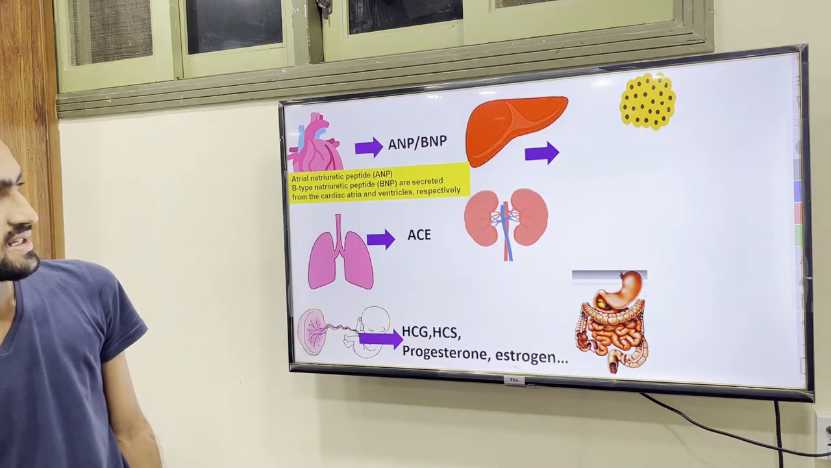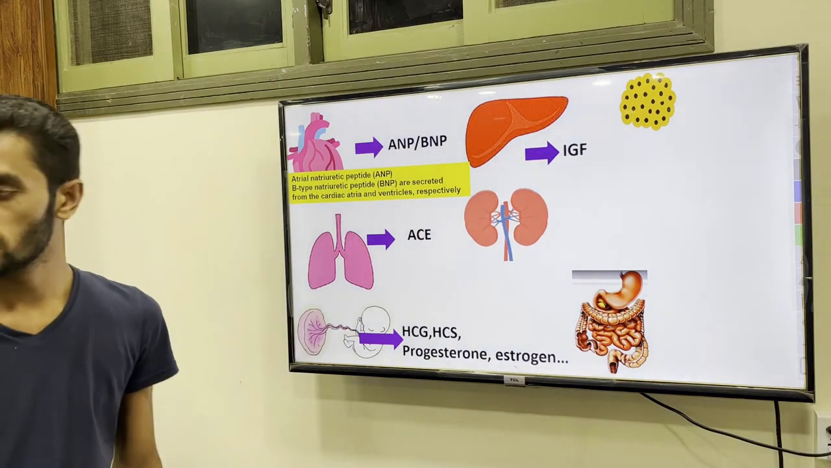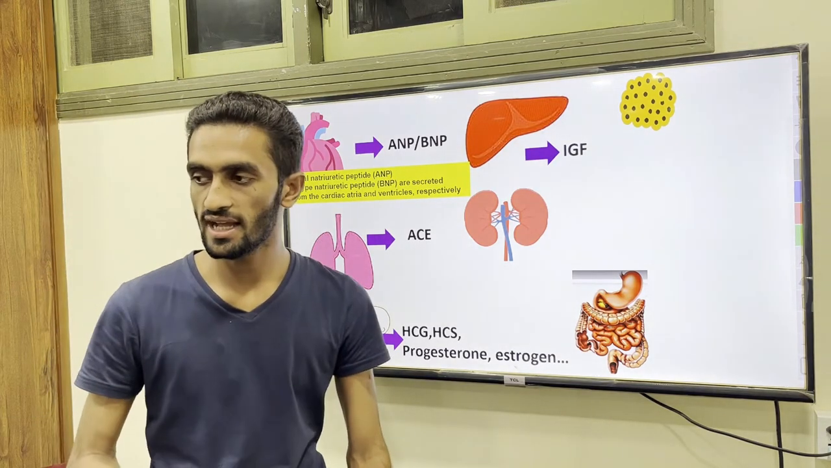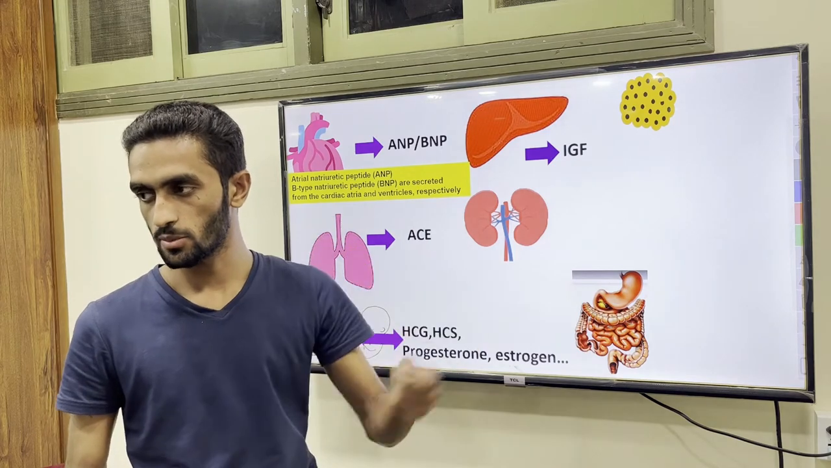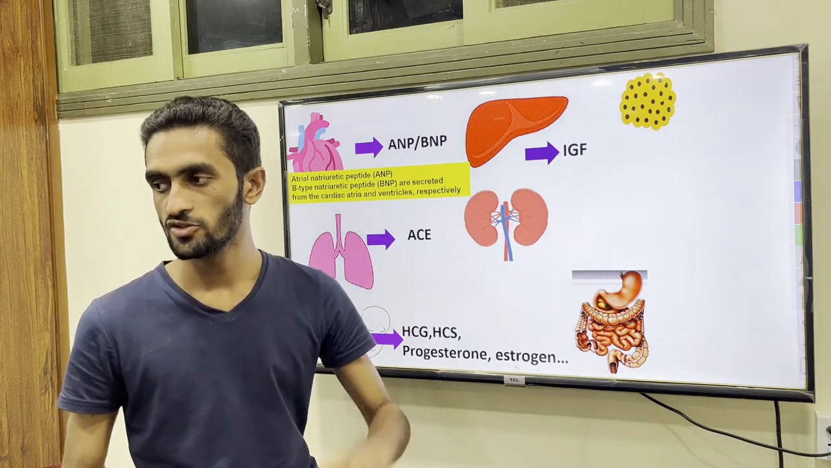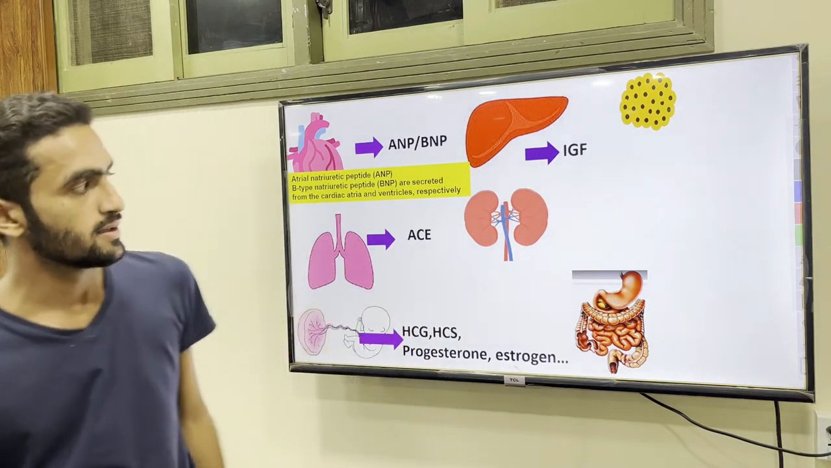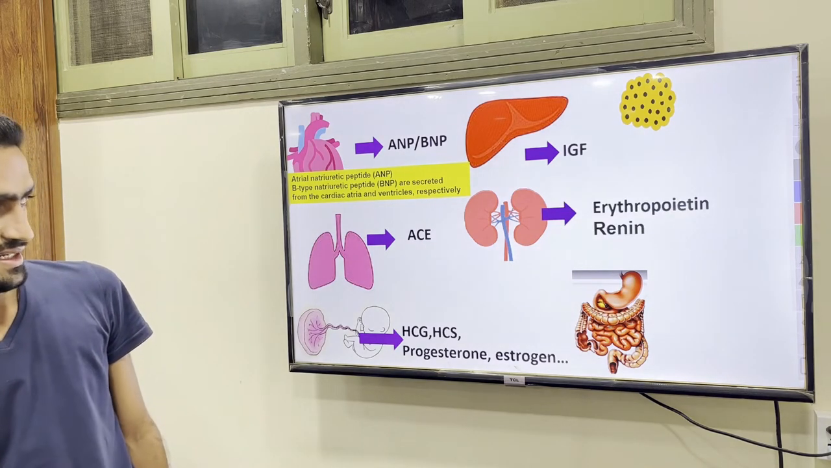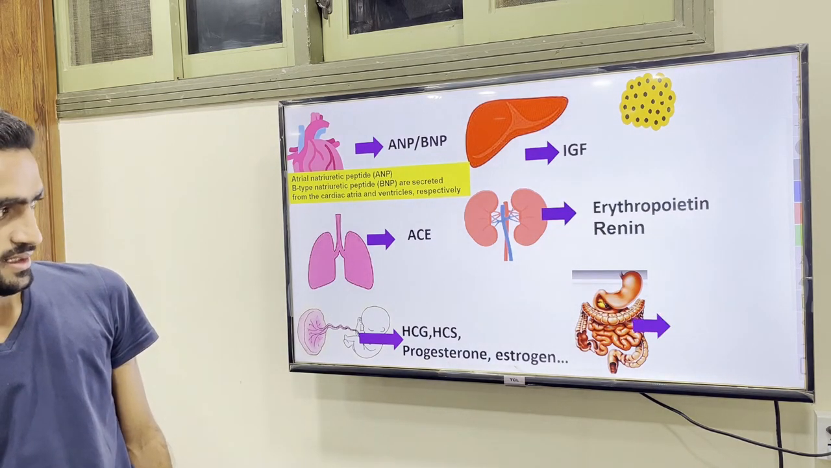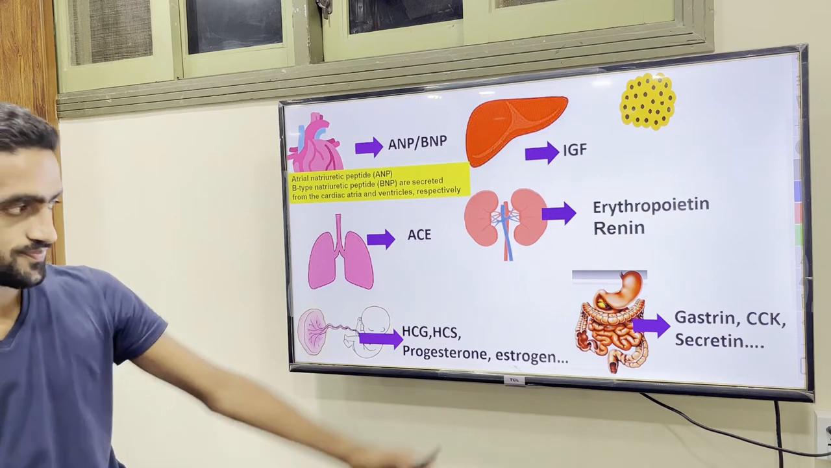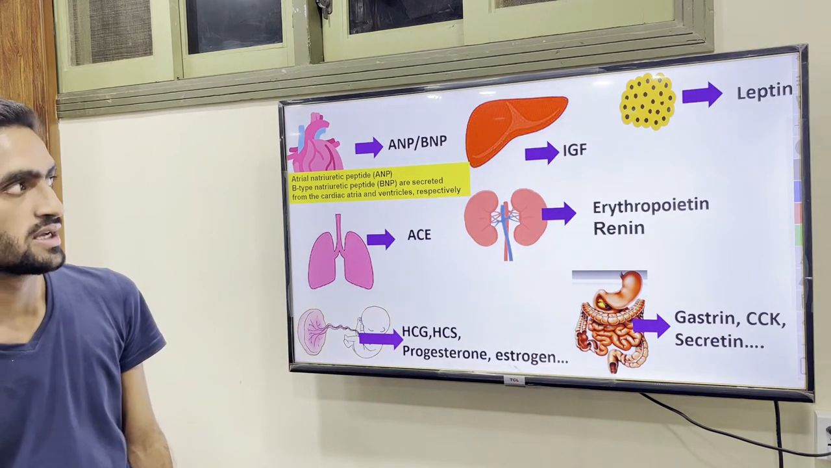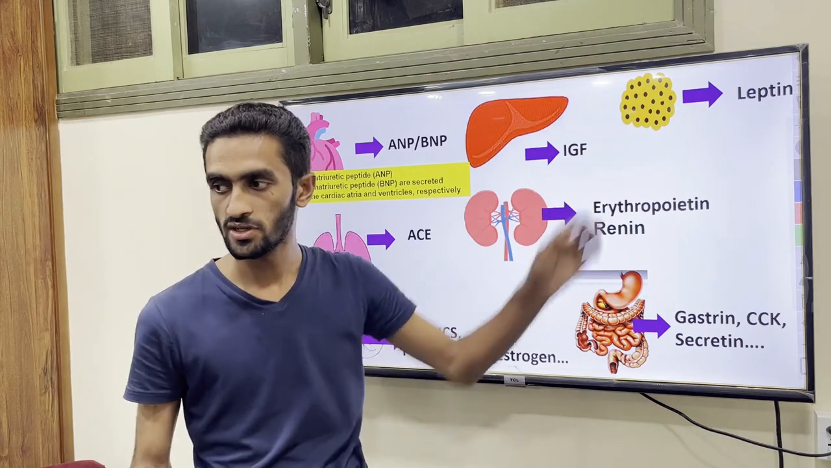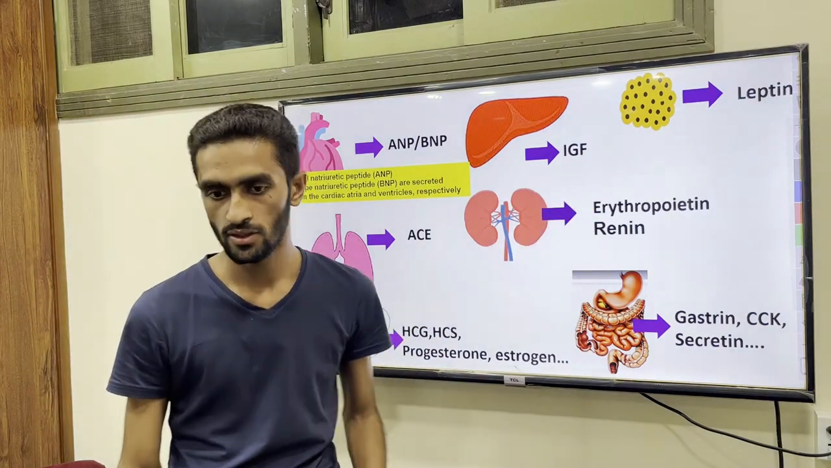And here is the liver, which secretes IGF, insulin-like growth factor, when growth hormone acts on the liver. And your kidney secretes erythropoietin and renin. From the gut, gastrin, CCK and secretin. And this is your adipose tissue, which secretes leptin.